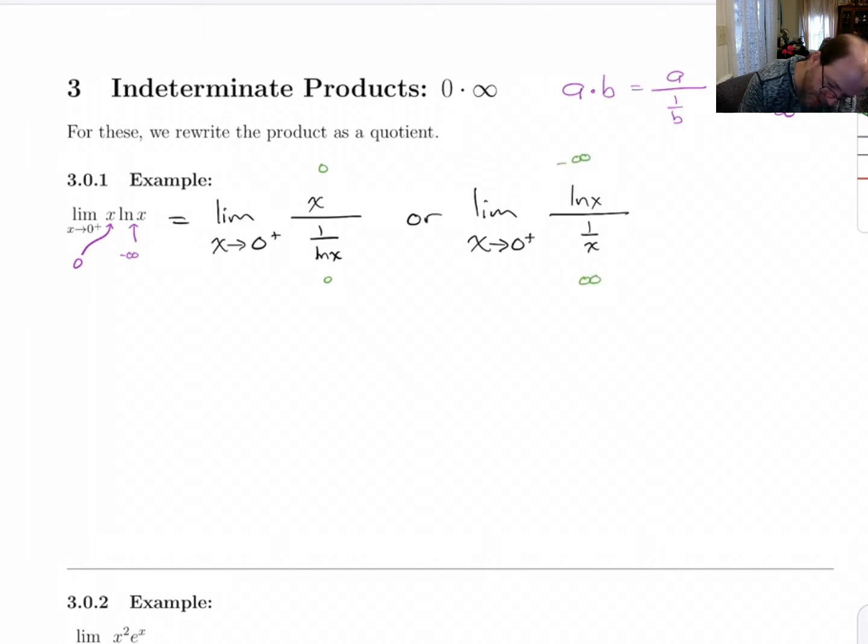I guess technically it's a negative infinity over infinity, but that doesn't matter. It's still an infinity over infinity type. The signs don't really matter as far as determining how to deal with it. It might affect the eventual answer, but it won't affect the technique to use. You'd still use L'Hopital's rule. All right, so we can use either one of these.